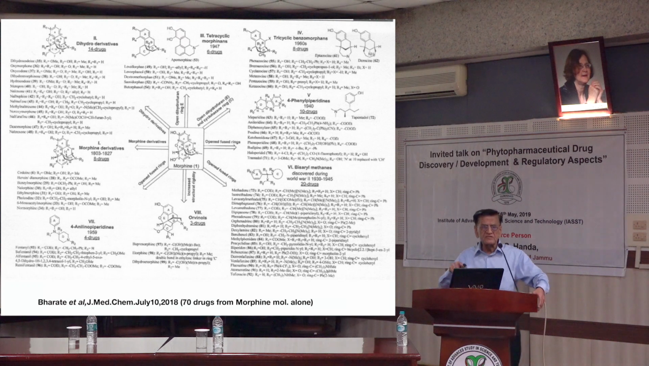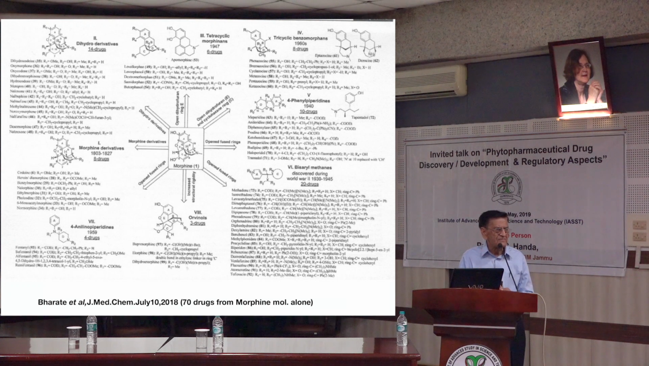Now, I just wanted to show the single morphine molecule. 70 drugs have been produced at different time intervals by making different derivatives. So when a natural molecule comes, this is the beauty of a natural molecule. It is novel. It has structural diversity. And it has complexity.